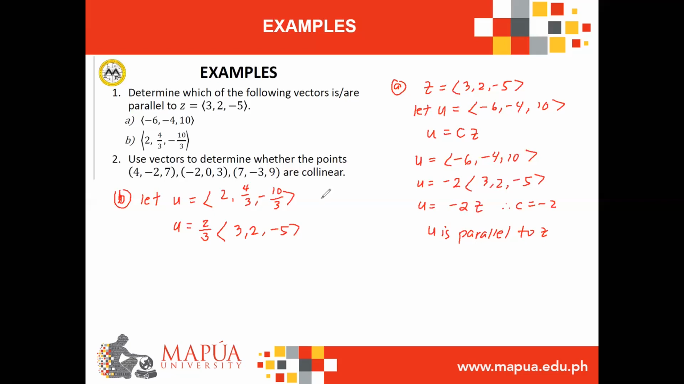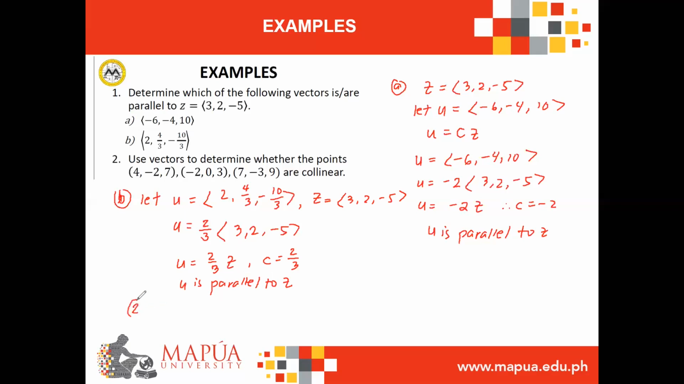So if we're going to check the given vector A, whose components we have as 3, 2, -5, right here, we can see that our vector U is 2/3 of A, and that your C is equal to 2/3. So since we satisfy again the condition that U equals C times A, we can see that vector U is parallel to A for our second example, for letter B example in problem A.